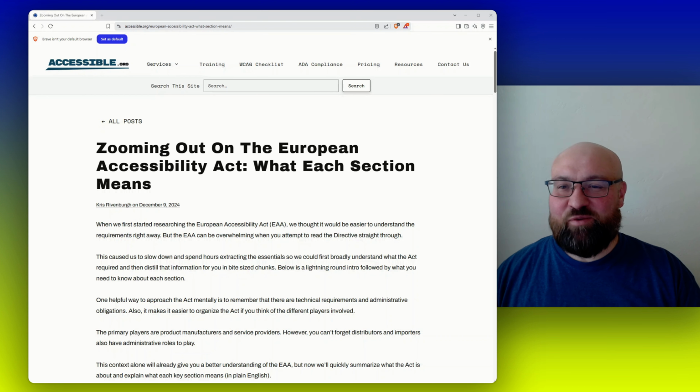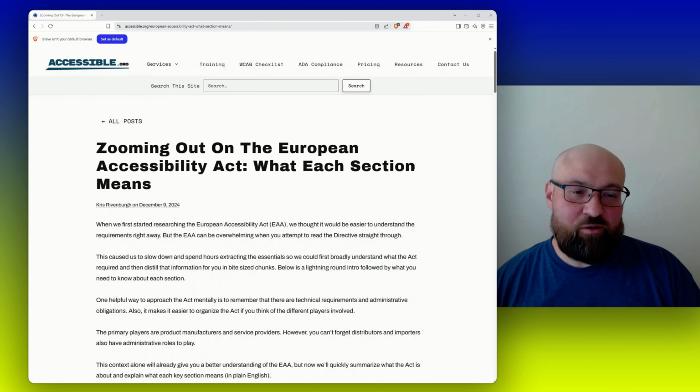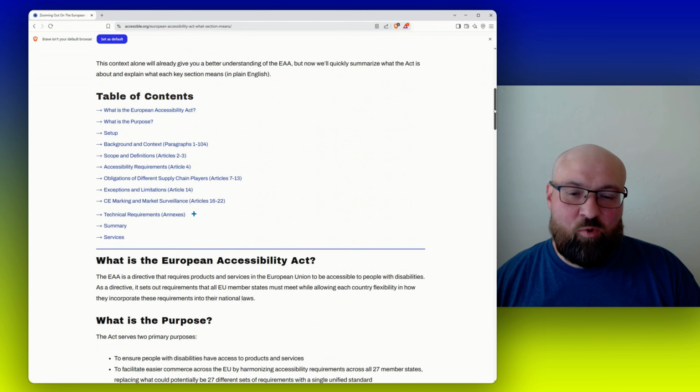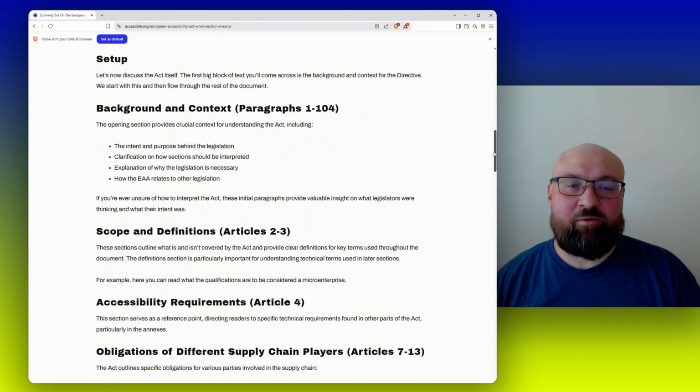When you're just getting started with the European Accessibility Act, it really helps if you understand the different sections in the Act and what they mean. And so that's what we're going to go over now. On the screen with me is a blog post titled Zooming Out on the European Accessibility Act, What Each Section Means. And so we're just going to scroll down until I get to background and context.